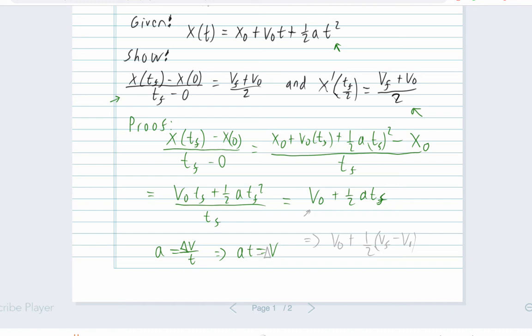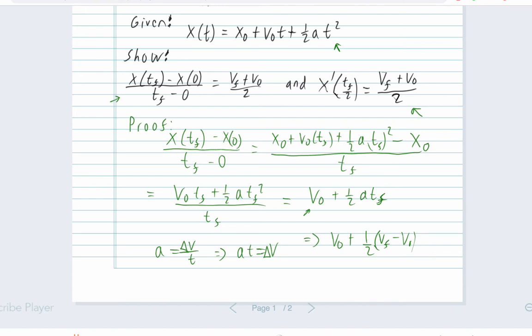Okay? Well, in this case, if we're taking a times t final, then that's going to be our velocity final minus our initial velocity. If we want to be really particular, this is the change in velocity, and that's going to give us the following. So this implies that the equation above goes to v naught plus 1/2 times the change in velocity, or v final minus v initial.